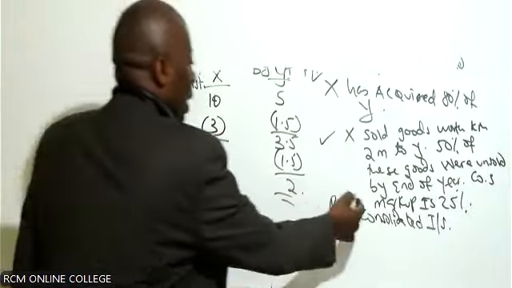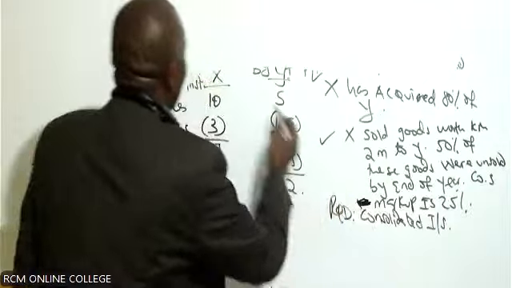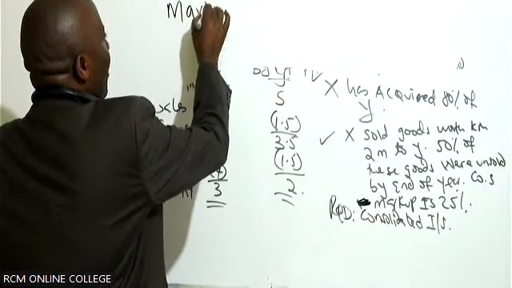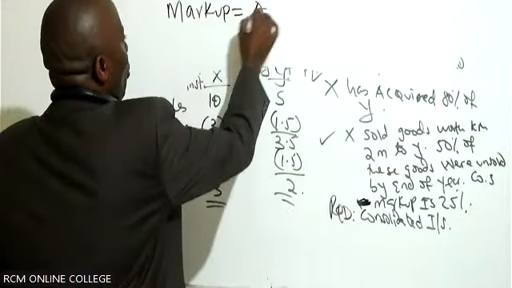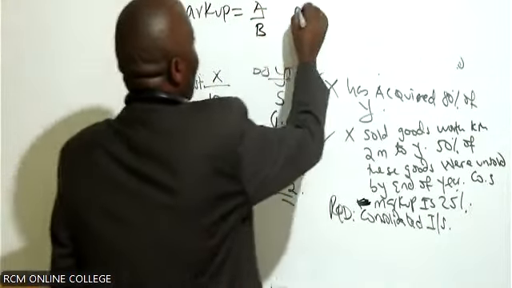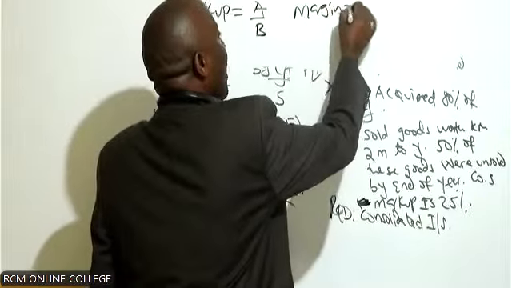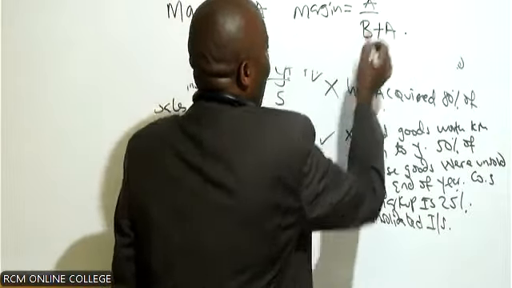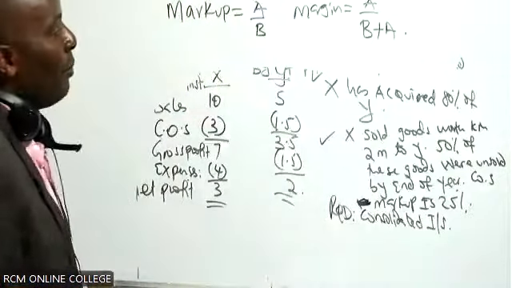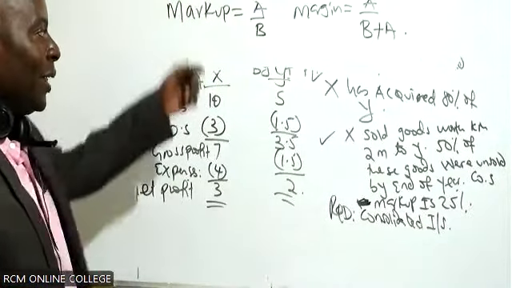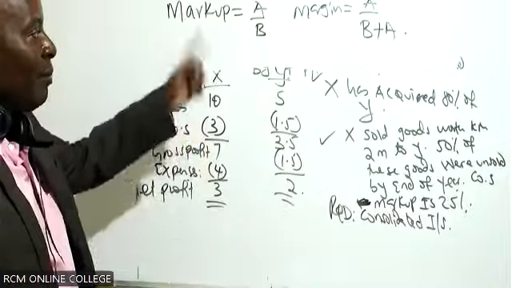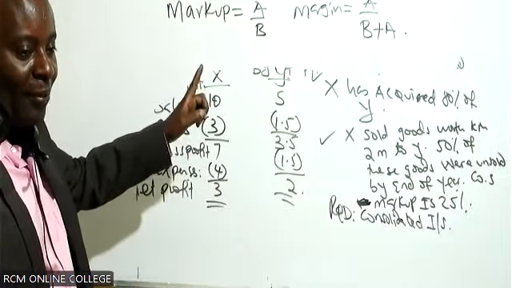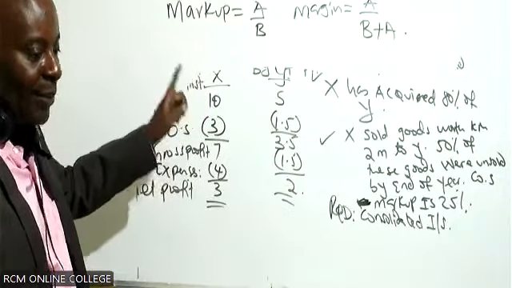Now, ladies and gentlemen, please listen. We don't use markup. In most cases, in group consolidation, we shall use margin. So if you're given markup as A over B, to get margin, you need to know that margin has a bigger denominator. For profit margin, you add the profit A in the denominator. The base of the margin must be bigger.